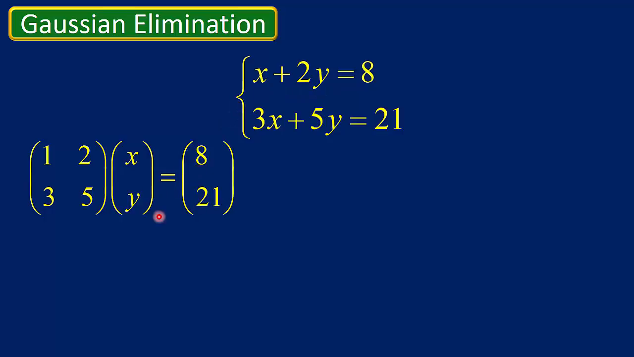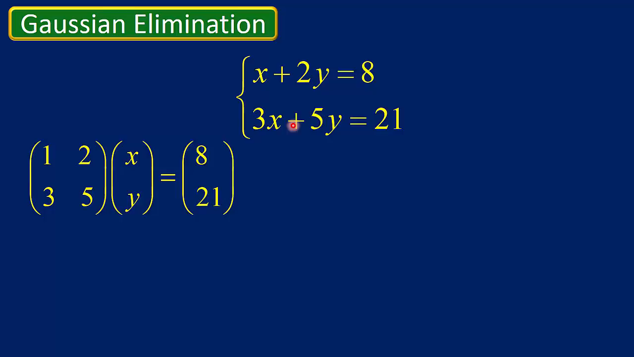Now, just to see how this represents the same thing. This matrix equation here conveys the same information as this system up here. Notice, if I were to multiply this coefficient matrix by this x y here, I would get 1x plus 2y equals 8. And then down here, 3x plus 5y equals 21. If you were to multiply this out, you would get this back. So it conveys the same information.